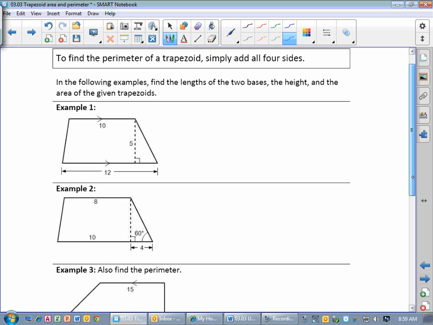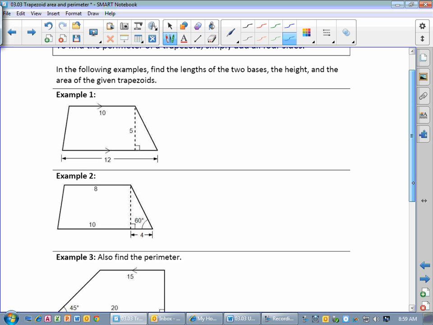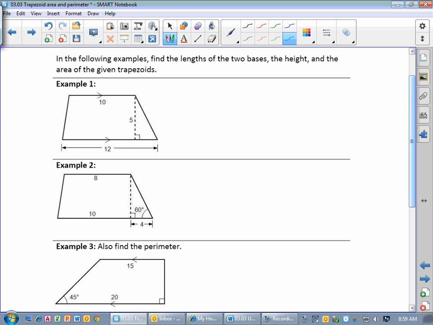Okay. So it says in the following examples, find the lengths of the two bases, the height, and the area. So each trapezoid is going to have two bases, so base 1 and base 2. Now it doesn't matter which one we call base 1, which one we call base 2. It doesn't matter at all. It's just a way of keeping them separate. So I'm going to call this one base 1, the top, so that'd be 10. This one, base 2, then would have to be 12. And then the height is the distance between the two bases. So notice the height is always perpendicular with the two bases. So this is a right angle also, we just don't need to draw it. So the height here would be 5.